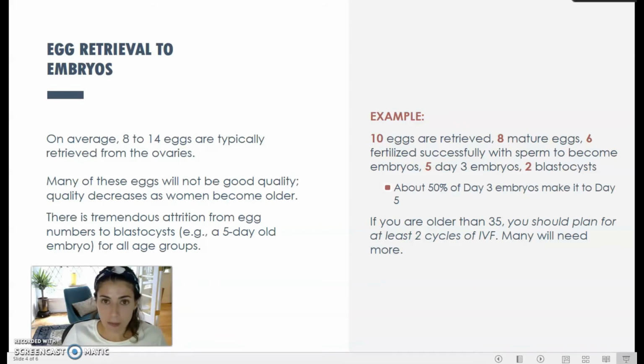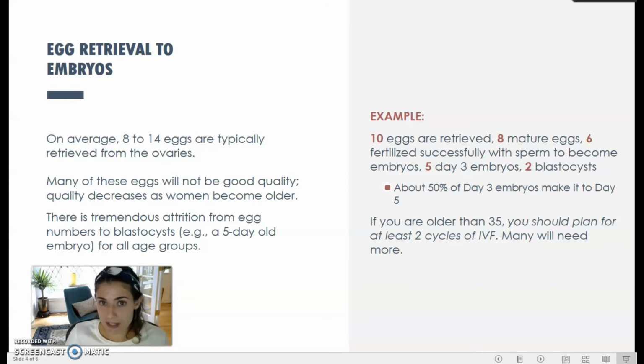And as you go from egg to embryo, you're going to notice an alarming amount of attrition. So you could start off with 20 eggs, and at the end of the day, at the end of 5 days, you would only be left with 1 blastocyst. Now, this happens a lot. You have women that get 40 eggs, and after 5 days, there's only 2 or 3 blastocysts, which are 5-day-old embryos that are remaining. So prepare yourself, if you don't know anything about IVF, of this tremendous attrition rate.